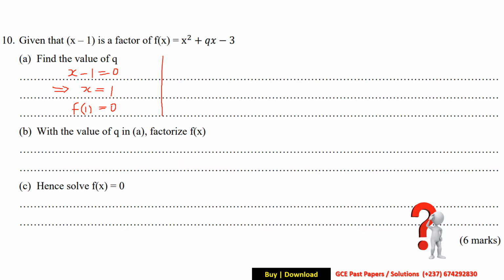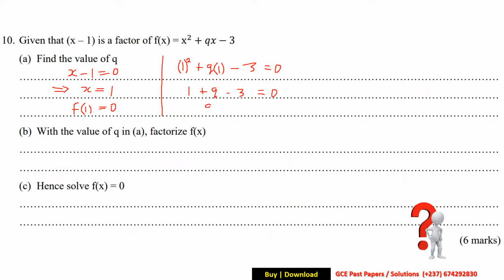So now that f of 1 is equal to 0, this implies we are going to have (1) squared. I like to always put it in brackets like this, because if it's a negative, some people forget and then they'll work and have some wrong answers. So 1 squared plus q into 1 minus 3. This should be equal to 0. Now 1 squared is 1 plus q times 1. Q times 1 is q. Minus 3. This should be equal to 0, right?